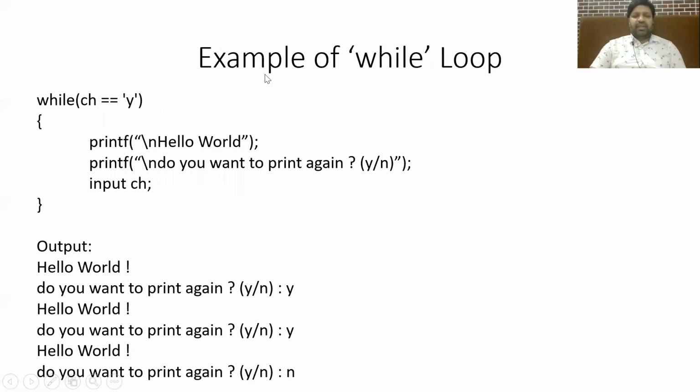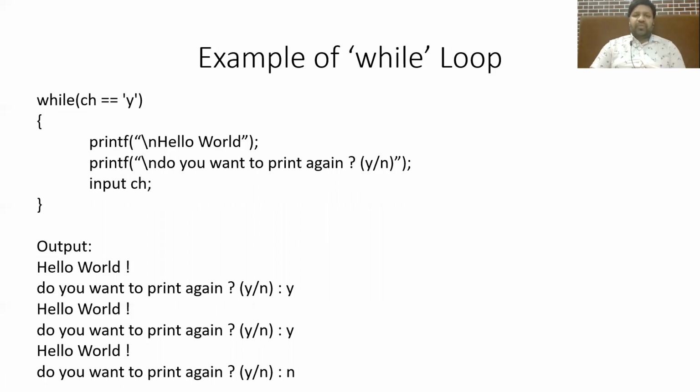Now as you can see in this program, the loop will continue till the value of ch is equal to y. So obviously initially the value of ch must have been given y, so the condition is true. The message displayed on the screen is hello world, and then within the loop the user is asked to enter whether it wants to continue with the program or not. The user has two options, y or n. If the user enters y, then the value of ch becomes y. That means the condition is true, and the iteration or the loop will continue with the next iteration.